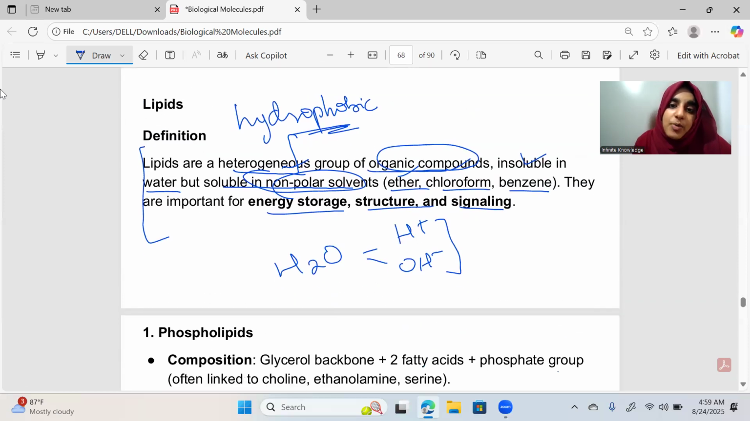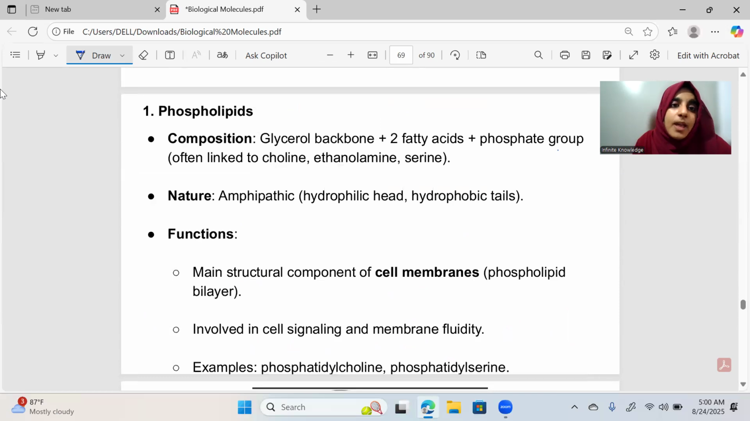So lipids provide basically 9 kilocalories of energy. Carbohydrates and proteins provide a lesser amount of energy. Now, what is a phospholipid? A phospholipid is a glycerol backbone along with two fatty acids, and a phosphate group that is linked to choline, ethanolamine, and serine. The nature is amphipathic. It has a hydrophilic head and a hydrophobic tail.